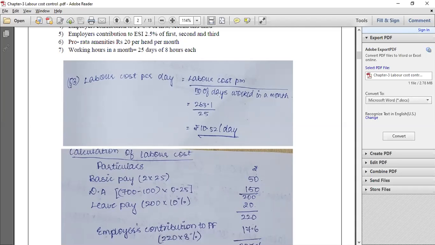263 is the total labor cost per month. We have to divide by the total number of working days in a month, which is 25 days. So 263.1 divided by 25 days. Each day the labor cost would be 10.52 per day. That means if the laborer is working for 1 day in your factory, you have to pay 10.52 rupees to him as wages. So this is what you have to understand.